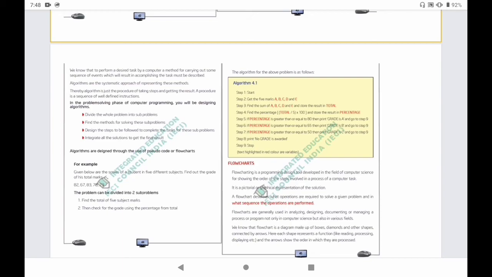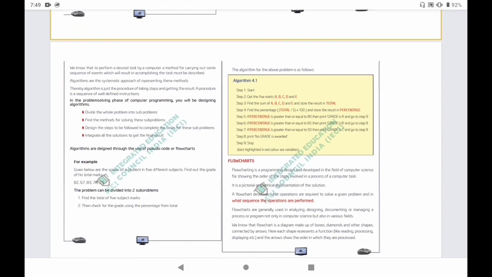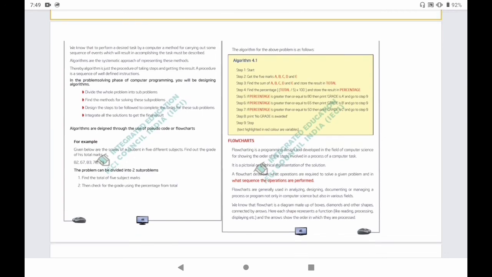And if you are not getting any mark up to 50, you are getting a mark like 49, 30 or anything else, then you will go to step number 8 and it will print no grade is awarded. Like A, B, C are there, but if it is a mark which is less than 50, then you don't have any grade. So this is the algorithm of this question which was provided on the previous page. Okay then guys, we will meet with part number 2 in the next session.